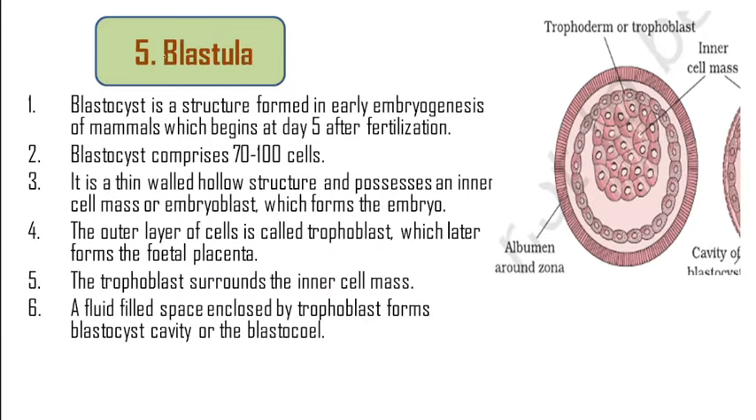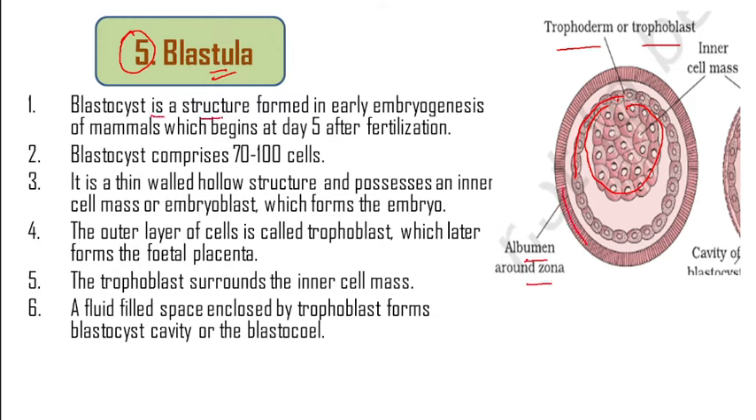Okay, next the fifth spot is blastula. So you will be given a slide. You have to identify blastula, draw the diagram and write the comments. This is the trophoderm or the trophoblast layer. This is the inner cell mass, and this is the albumin around the zona.